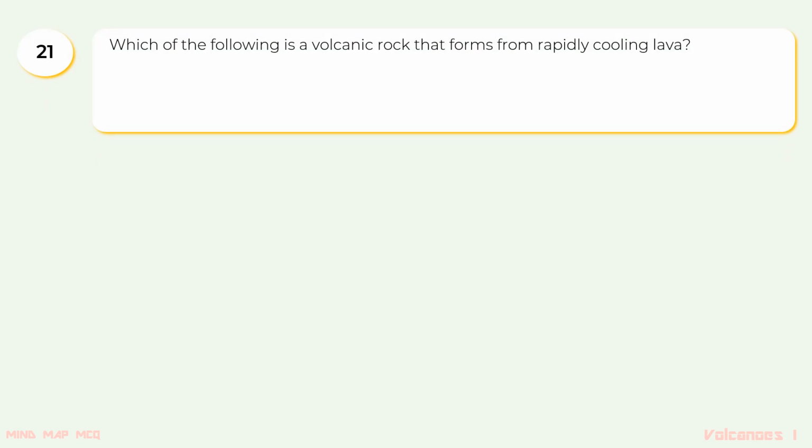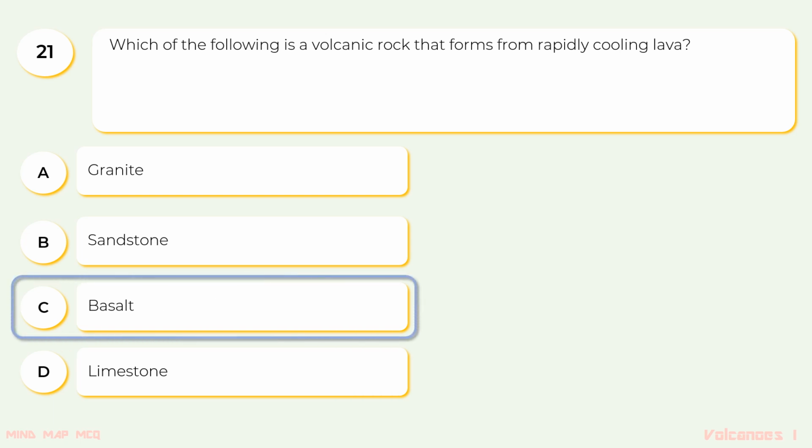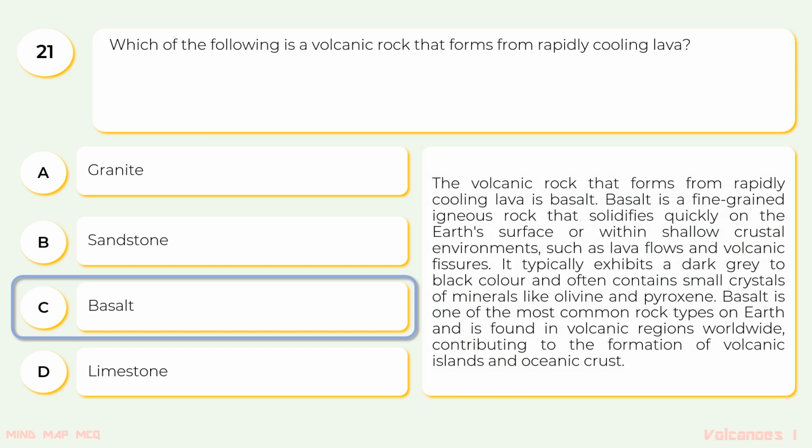21. Which of the following is a volcanic rock that forms from rapidly cooling lava? The options are A. Granite, B. Sandstone, C. Basalt, D. Limestone. The correct option is C. Basalt. The volcanic rock that forms from rapidly cooling lava is basalt.